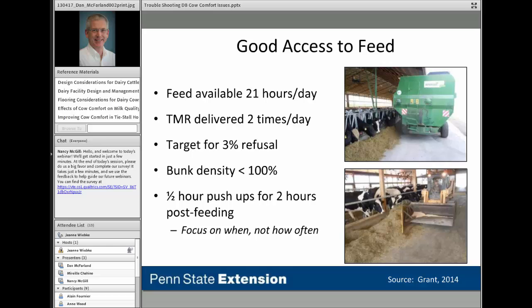But the important feature here is after feed is delivered, for every half hour, for the next 2 hours, it should be pushed up. Again, as I mentioned, it doesn't take long for those cows to push feed out of reach, and especially in the three-row facilities or where feed space is limited, you need to have the last cows that come back from the milking center have just as good access to that feed as the first ones that come.